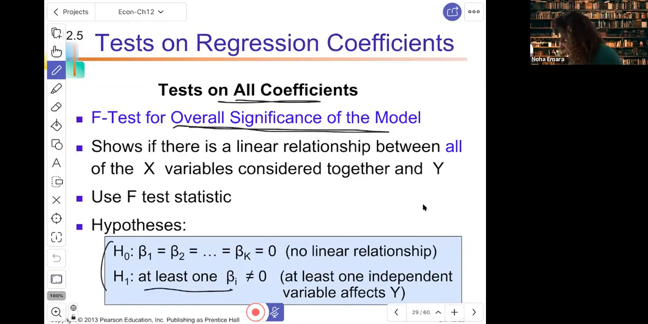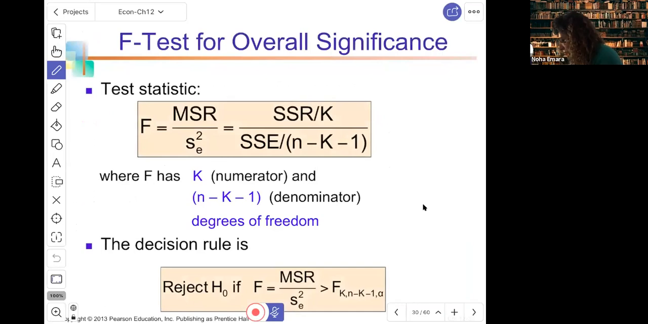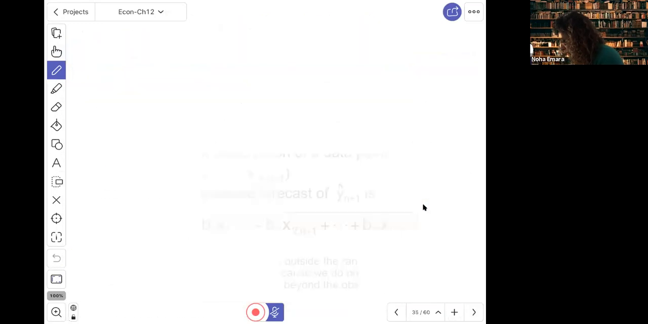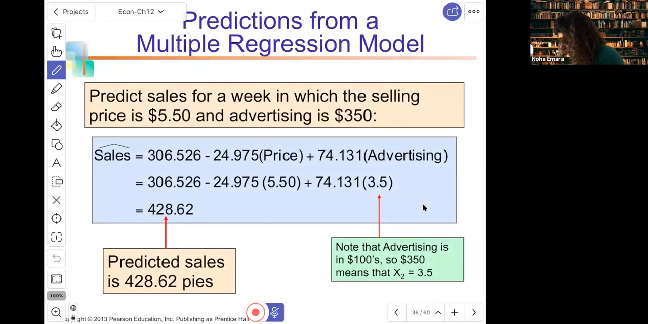All right, so this is again the computation of the overall significance. So we have mentioned that already. Let me just show you the, there is something I wanted. Yes, the prediction. How can I use the model to predict?